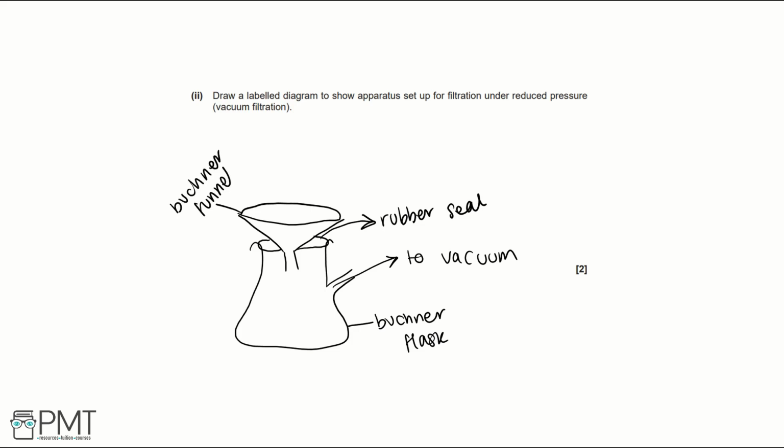If you're not a great artist, it doesn't matter. Don't spend ages on this question. As long as you've got it sealed, you've labelled it correctly, that's all that really matters in this question. To get the 2 marks for the question though, you get 1 mark for your Buchner flask being correct and 1 mark for your Buchner funnel being correct.